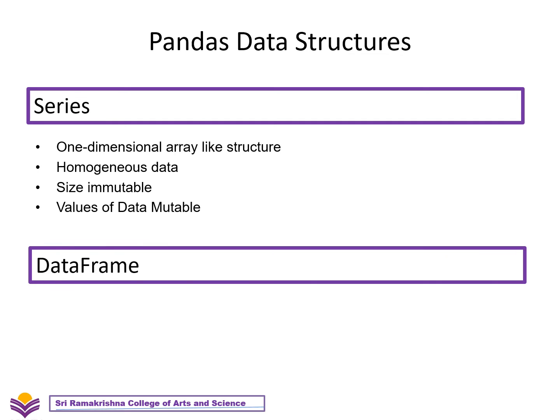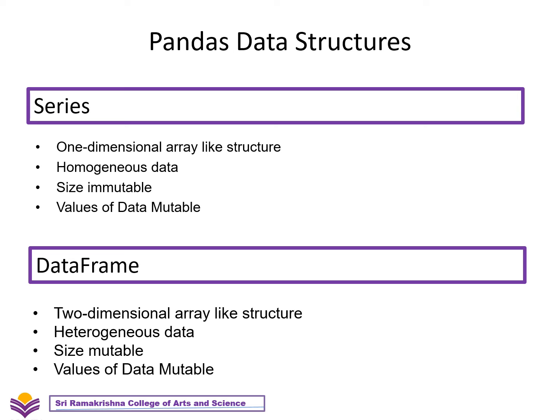The second data structure is the data frame. These are the two main data structures in pandas for manipulating the data. So data frame is a two-dimensional array-like structure, and unlike series, the data frame supports heterogeneous data. You can imagine the data frame as a table with rows and columns. And the size of the data frame is mutable, and the values of the data frame are also mutable here.